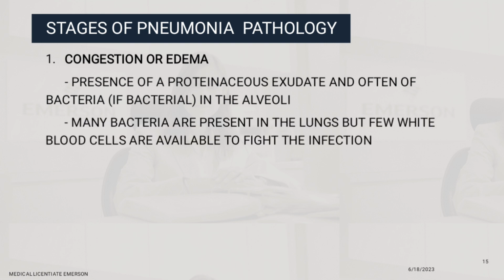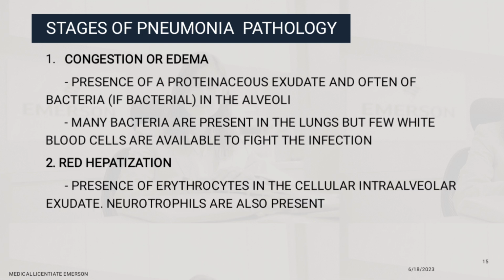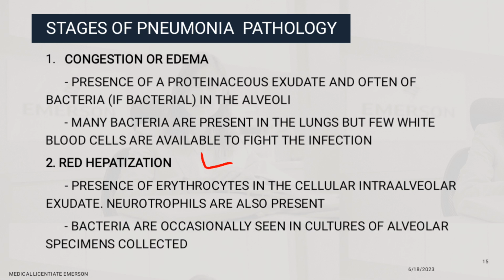Then the main bacteria are present, but few white blood cells are available to fight the infection. That is under congestion or edema. Okay, the next thing we can talk about is red hepatization. So red hepatization, this is where we have presence of erythrocytes in the cellular intraalveolar exudate. Neutrophils are also present. So that's why we call it red, because of the predominant erythrocytes. Then bacteria are also occasionally seen in cultures of alveolar specimens collected.